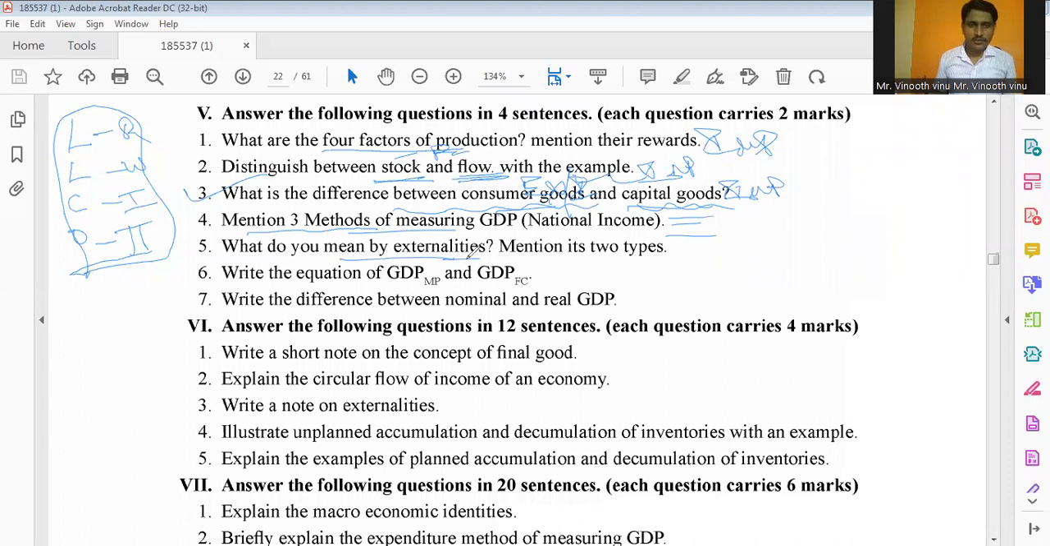This is also important. What do you mean by externalities? Externalities are referred to as benefits and harms. Two types: positive, negative. That's okay. Okay. GDP MP, GDP at market price, GDP at factor cost.